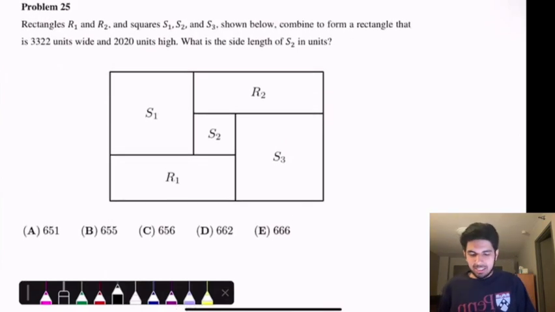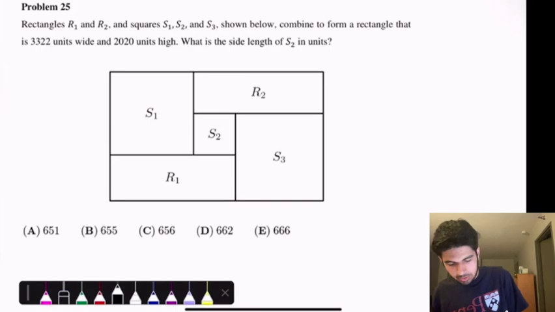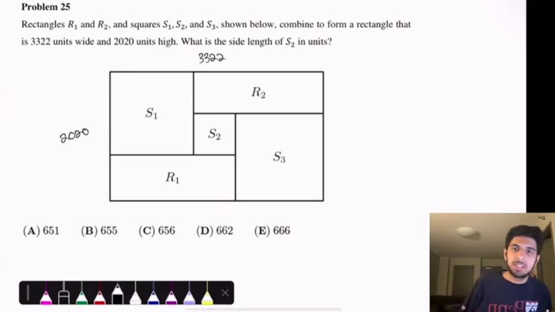Rectangles R1 and R2 and squares S1, S2, S3 are shown below. They combine to form a rectangle that is 3322 units wide and 2020 units high. What is the side length of S2 in units? So this side length will be 2020, and at the top we'll put 3322.